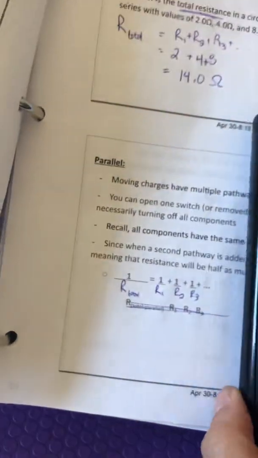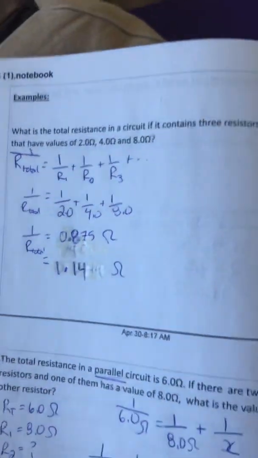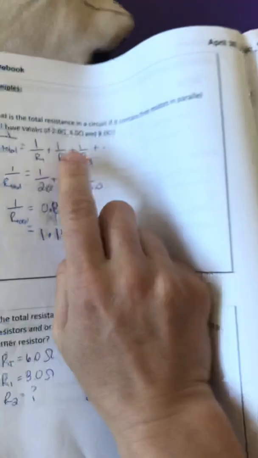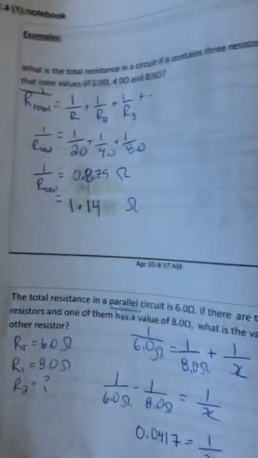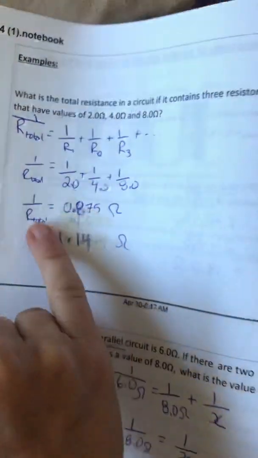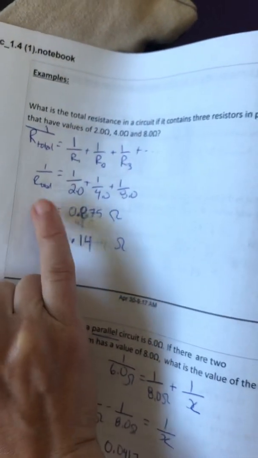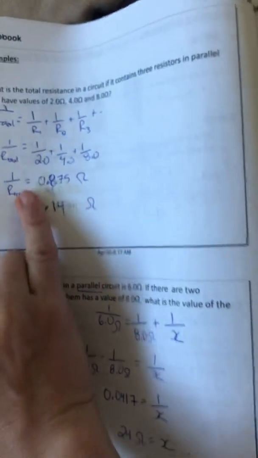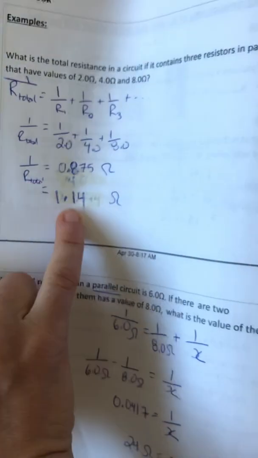So here is how you would put this into your calculator. Okay, let's look at an example. If we have the same resistances, but in a parallel circuit versus a series circuit, instead of adding 2, 4, and 8, we take the inverse of them. So you would take 1 over 2 plus 1 over 4 plus 1 over 8. When you get this number, you get 0.875, but that's 1 over the R total. So in order to solve for R, you take the inverse.